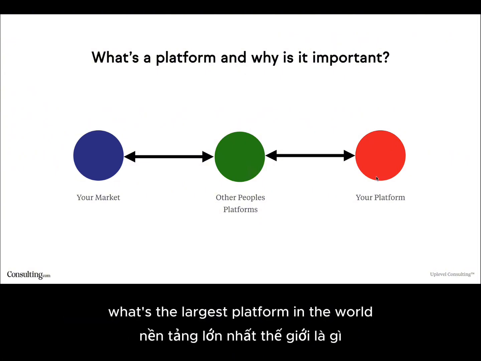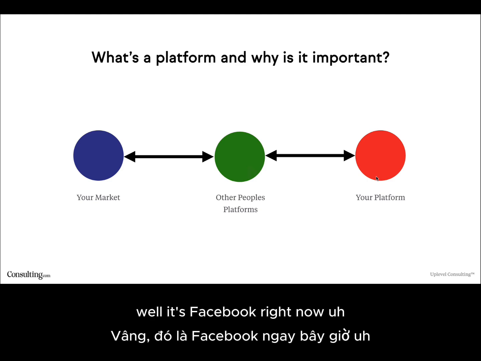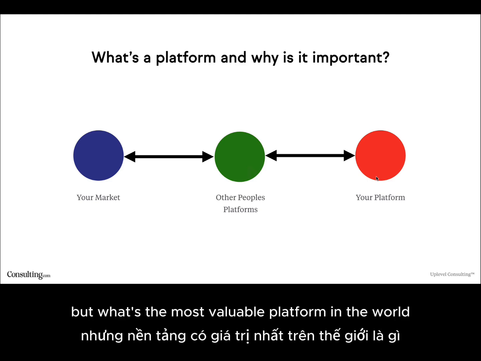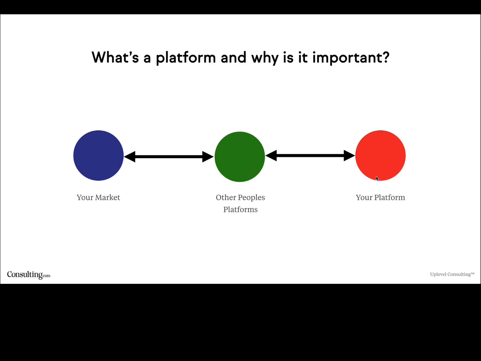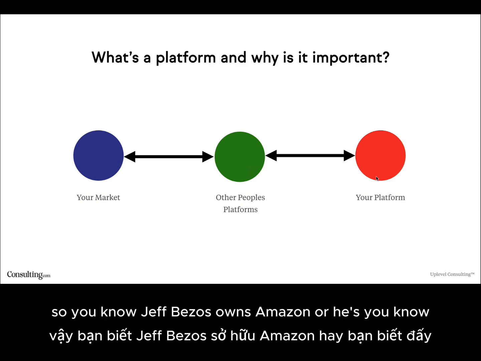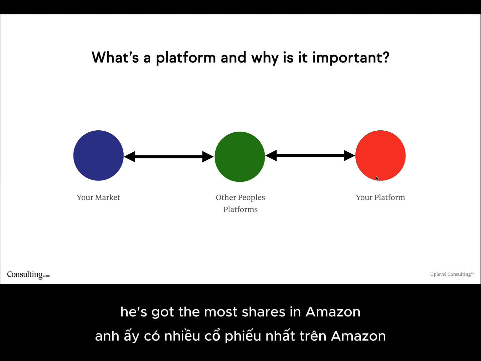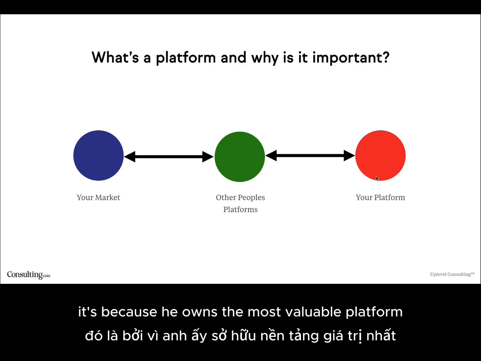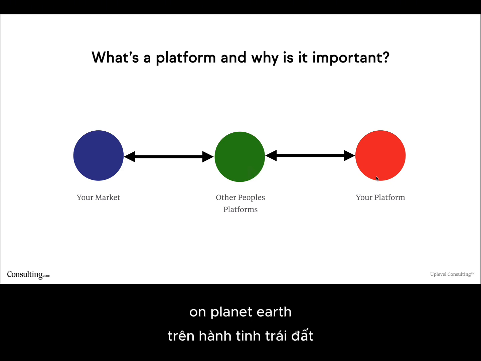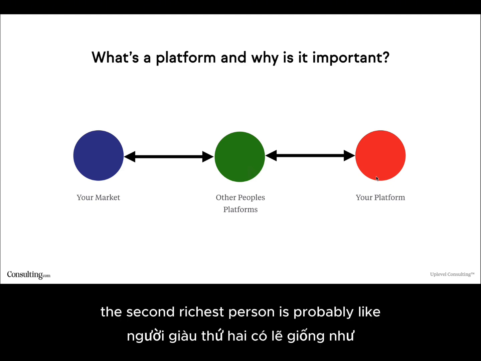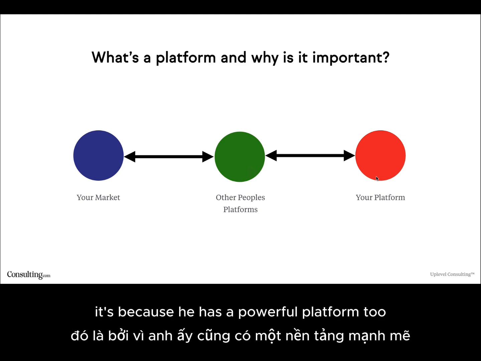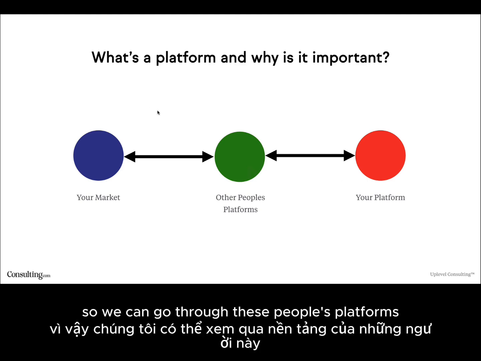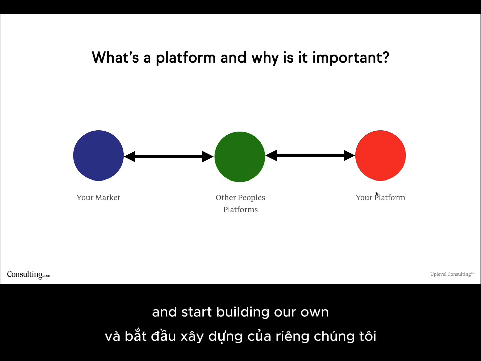What's the largest platform in the world? Well, it's Facebook right now. But what's the most valuable platform in the world? Well, it's Amazon right now. So, Jeff Bezos owns Amazon, or he's got the most shares in Amazon, and he's the richest man in the world. It's because he owns the most valuable platform on planet Earth. The second richest person is probably Mark Zuckerberg. It's because he has a powerful platform too. So we can go through these people's platforms and start building our own.